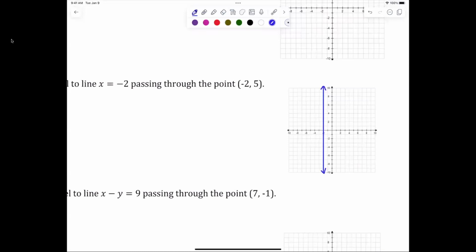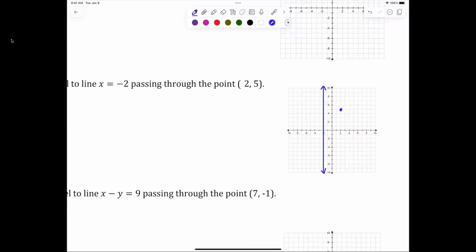And now do me a favor, just make this a +2 here. I messed this up. My typo. So white that out if you want. You can just literally white out that negative. You'll never even know it's there. All right. So it's the point 2, 5. So everybody plot 2, 5.